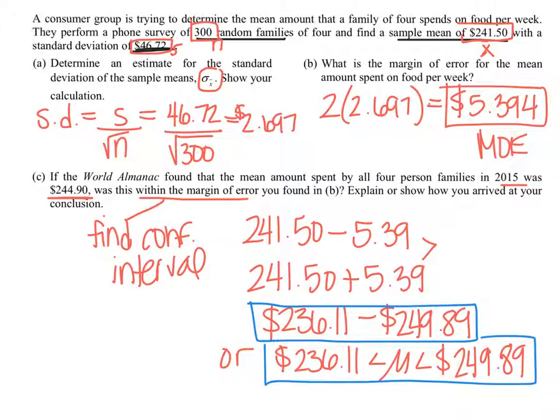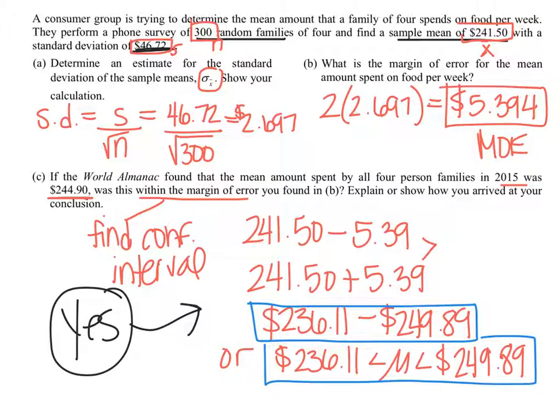They wanted to know, was the mean amount that the World Almanac was citing of 244.90 within that margin of error? And it looks like it is. $244.90 does fall within here. So the answer to the question would be yes. And the explanation is all right here. It shows exactly how I found my work. So I found the interval, and the amount that they asked about was indeed within the interval. So those are a couple of examples of how we use margin of error and confidence intervals to discuss real-world context, and hopefully that helps.